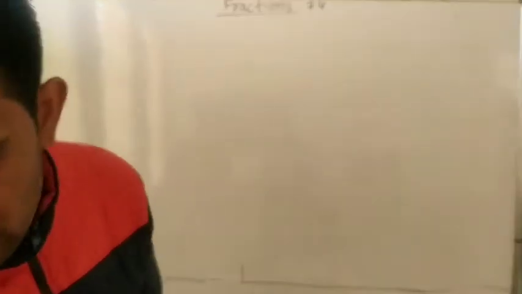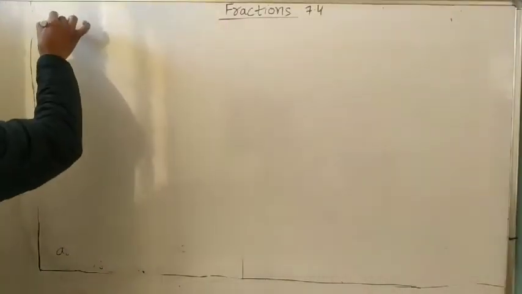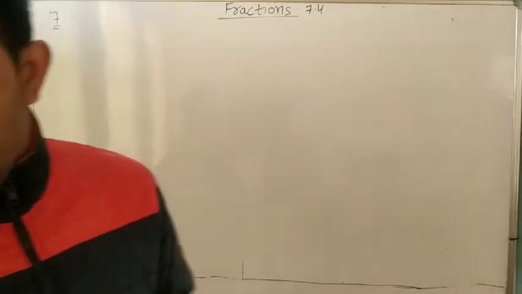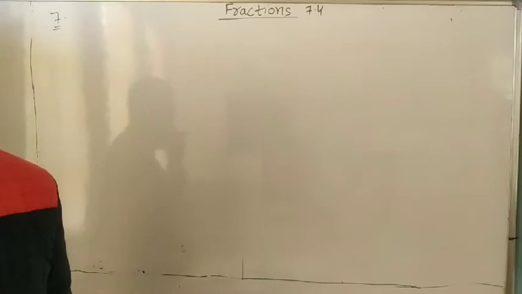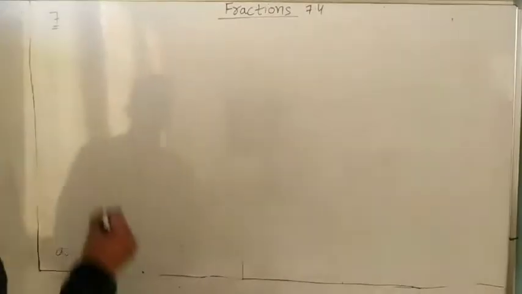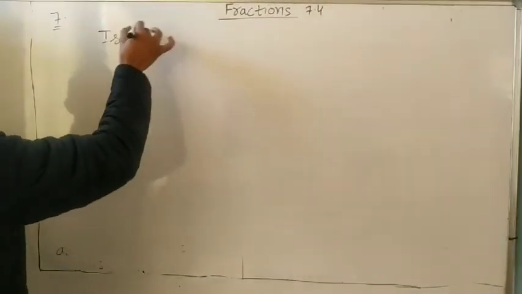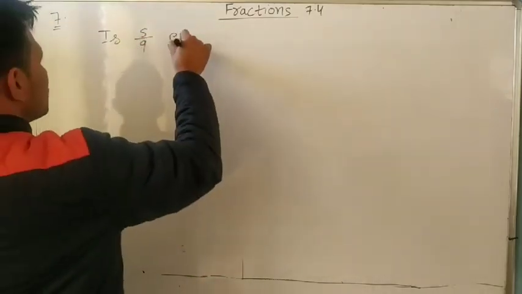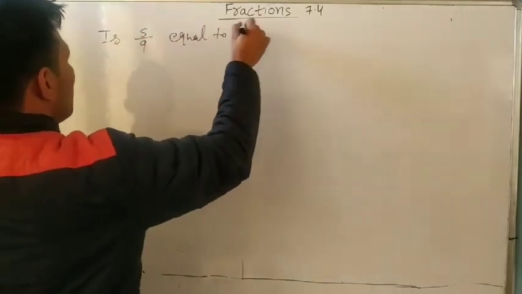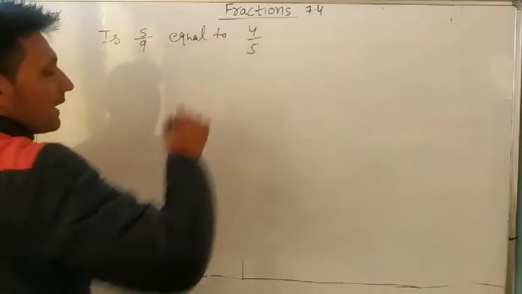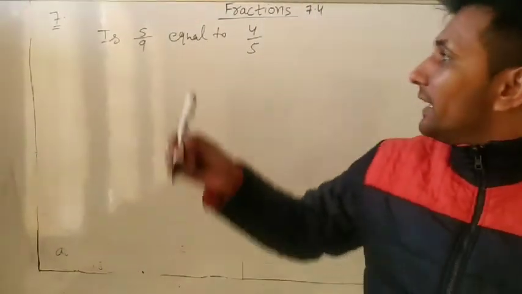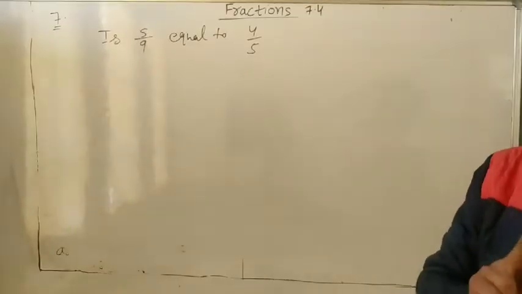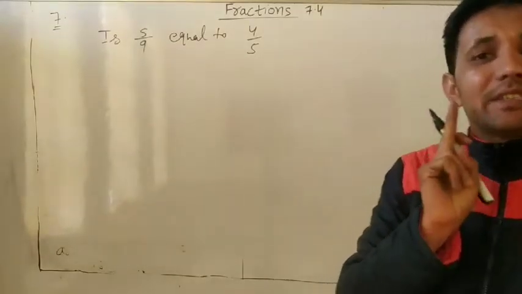Now question number 7. Find the answer to the following. Write and indicate how you solve them. So the first part is 5 by 9 equal to 4 upon 5. It means we have to check if they are equal or not. How will you check it? We will first make the denominator the same.